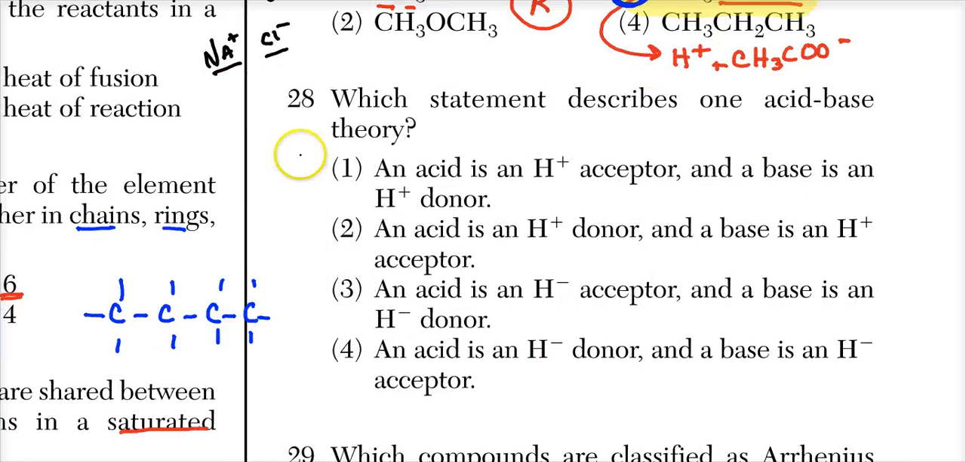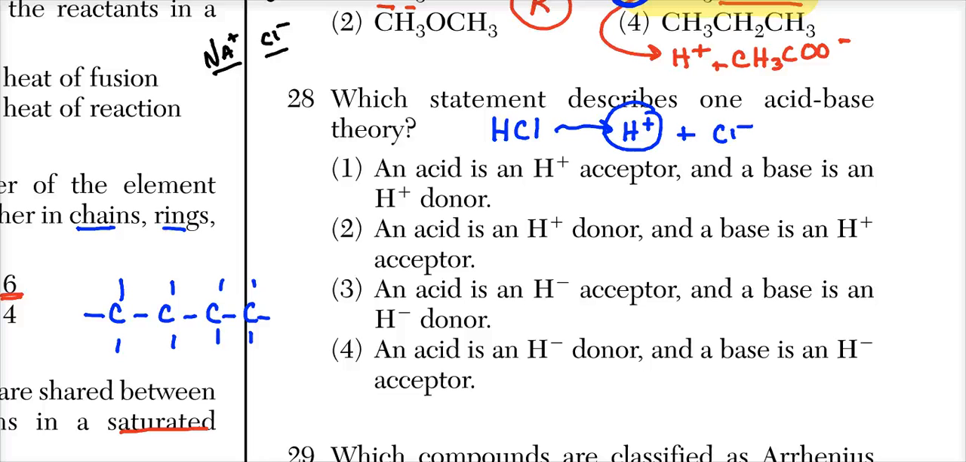28, which statement describes one acid-base theory? Okay, an acid, by general terms, if it's an Arrhenius acid, you give off an H+ into the solution, and of course, the only thing positive in solution would be an H plus. That's not what they're talking about here. They're talking about the other definition, which is called the Bronsted-Lowry definition, which you don't have to know by name.